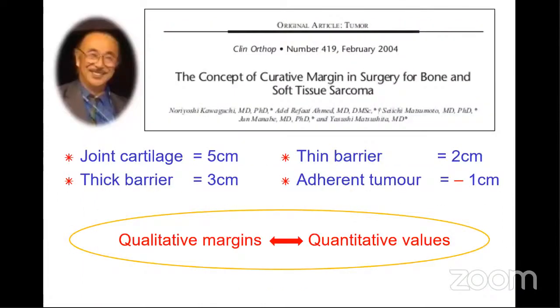concept up and down. But I think a very important concept was introduced by the Japanese, and that was by Professor Kawaguchi's group, where they actually used qualitative margins rather than quantitative values. And they gave quantitative values to physical structures where a joint artery is equal to 5 centimeters, a thin barrier only 2 centimeters, and so on and so forth.